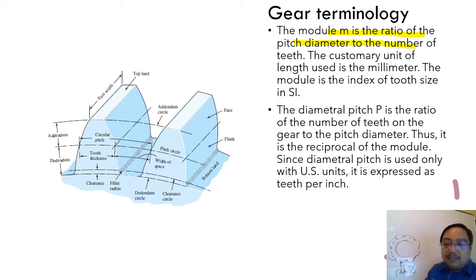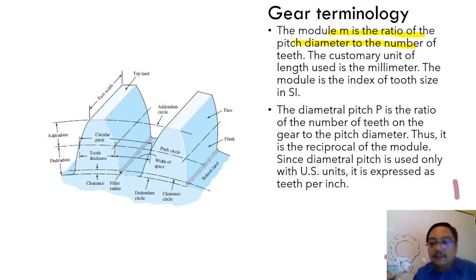Standard international unit. The diametral pitch is the ratio of the number of teeth of the gear to the pitch diameter. Thus, it is reciprocal to the module, since diametral pitch is only used with US units. It is expressed as teeth per inch. Remember, the unit is teeth per inch. What does it mean by teeth per inch? If you have a ruler with you, yes, this is the ruler.